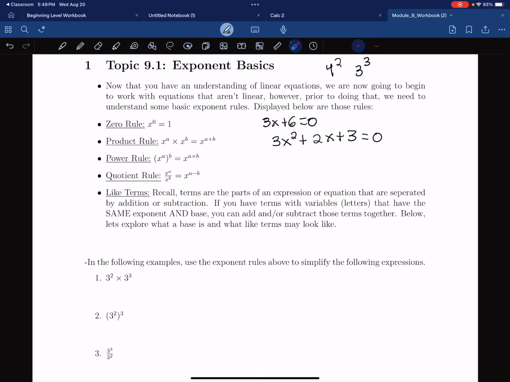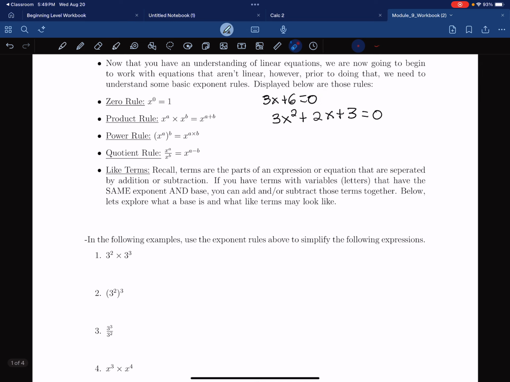So before we start doing operations with equations like this, we need to understand some basic exponent rules. So displayed below are some exponent rules. We first have this 0 rule, and this 0 rule basically states that if we have anything raised to the power of 0, that will always equal 1. Always, always, always. Anytime you have something raised to the 0th power, it will always equal 1. And then our next rule is the product rule.